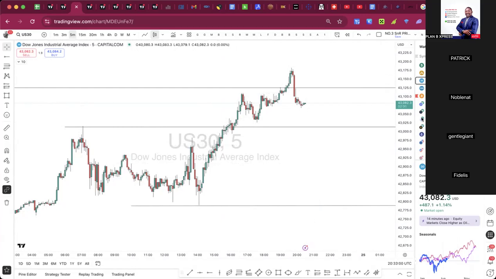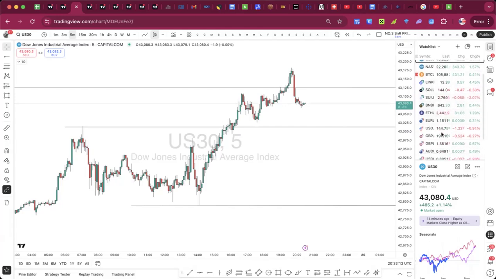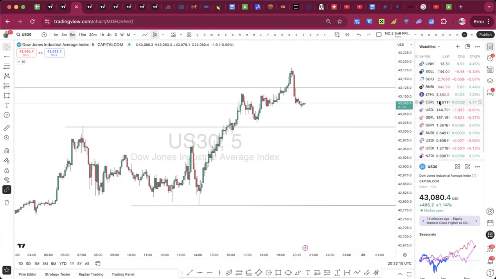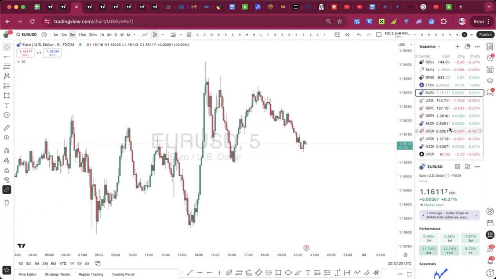Okay, so I think I was doing calculation on US30 not long ago. And EURUSD was already reacting, so it was the other page, okay.